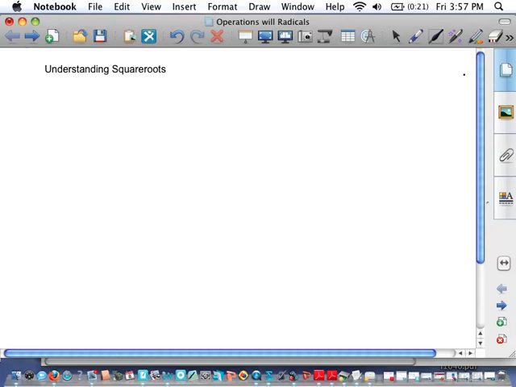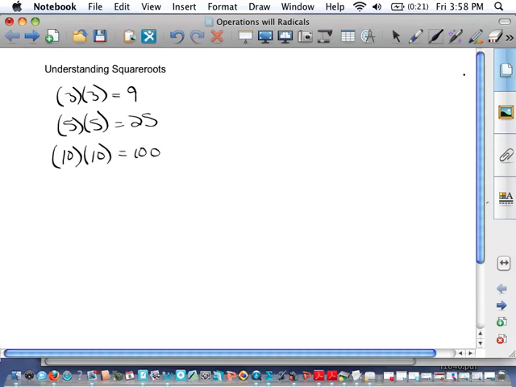If you think about it, you learned in Algebra 1 that 3 times 3 equals 9, and 5 times 5 equals 25. 10 times 10 equals 100, and A times A equals A squared. So all you did was multiply a number by itself, and you got something called a perfect square. So these are perfect squares.